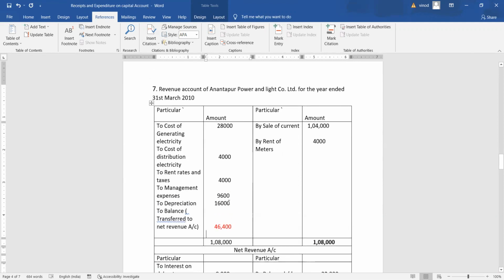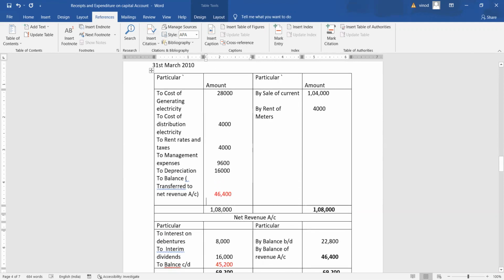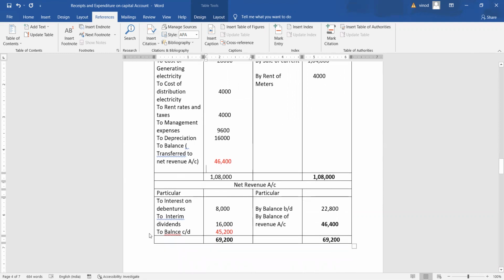This is the revenue account. We transfer that amount to the net revenue account. Now let's move to the net revenue account. Already they have the balance 22,800. This balance is brought forward from the previous year. This information is directly available in the problem only. So we have written this 22,800. Then this amount 46,400 we brought down to the net revenue account.